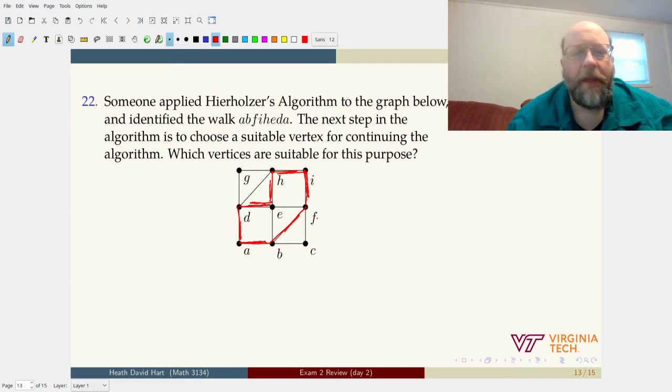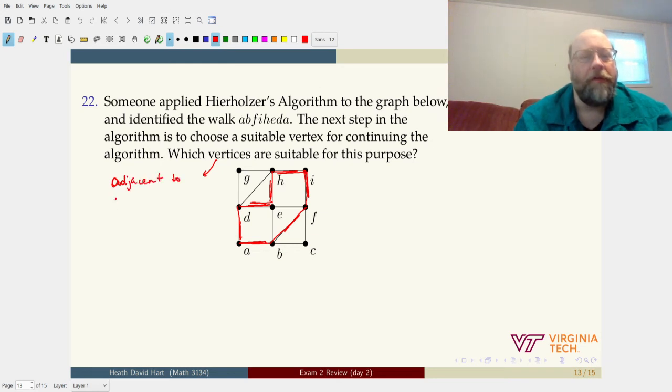A. So then the next step in the algorithm is to choose a vertex that allows us to continue the algorithm. Which vertices are suitable for this purpose? The requirement is that the vertex is adjacent to some used edges and unused edges. That's the requirement for Hierholzer's.